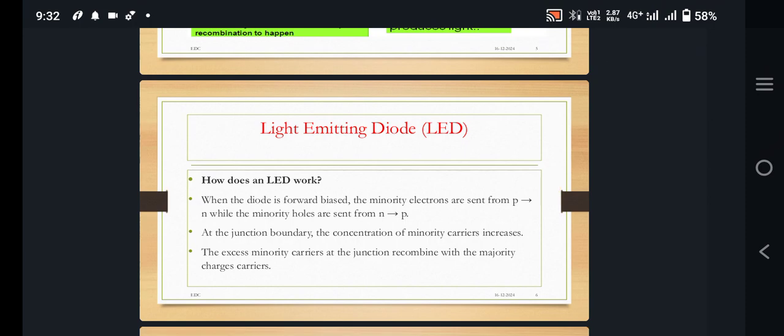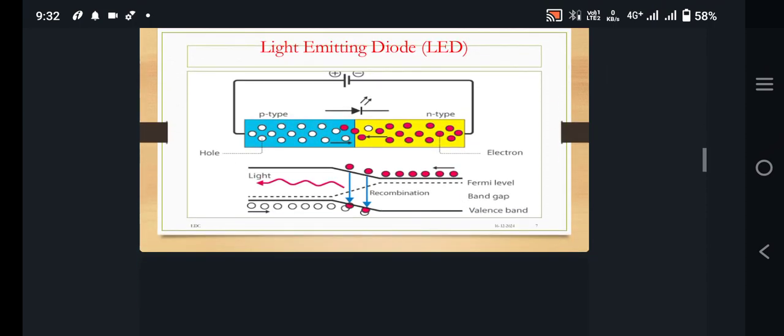How does LED work? When a diode is forward biased, the minority electrons are sent from P to N, while minority holes are sent from N to P. At the junction boundary, the concentration of minority carriers increases. The excess minority carriers at the junction recombine with the majority charge carriers.